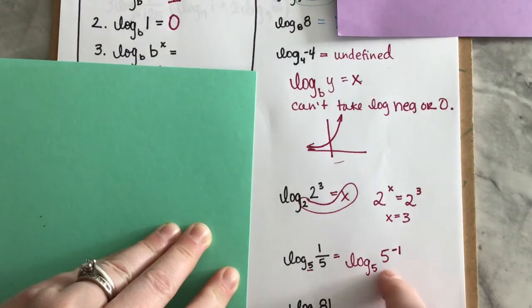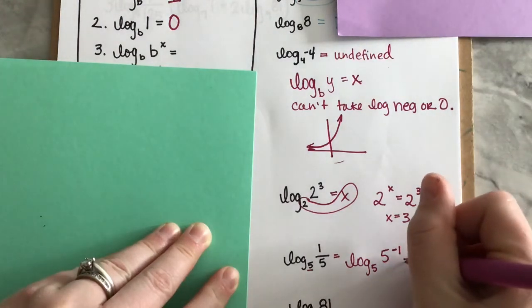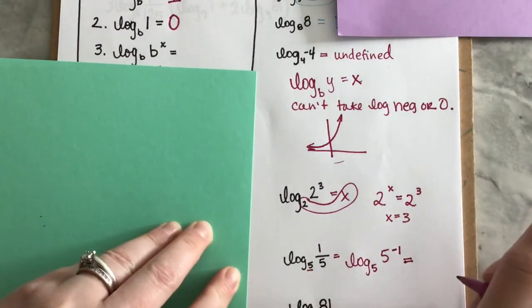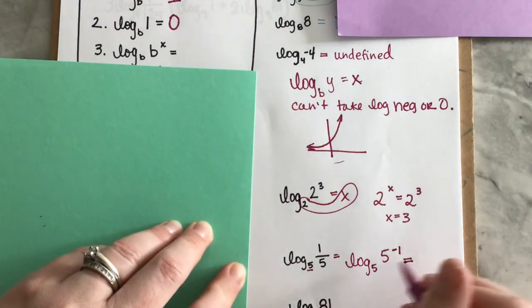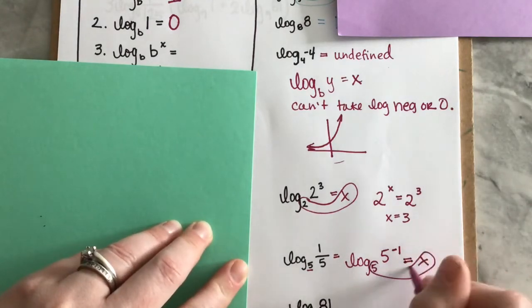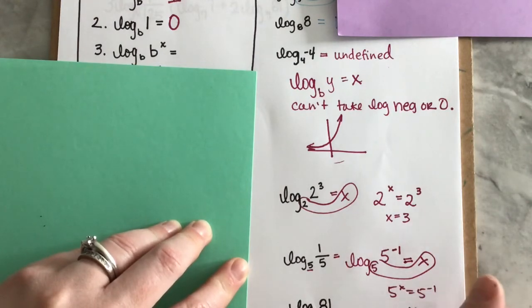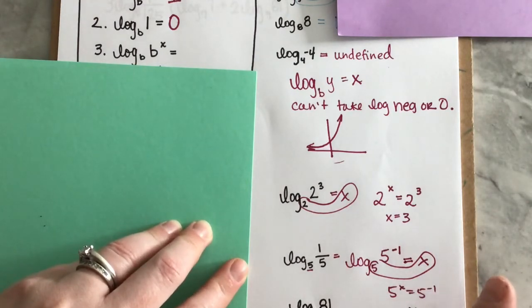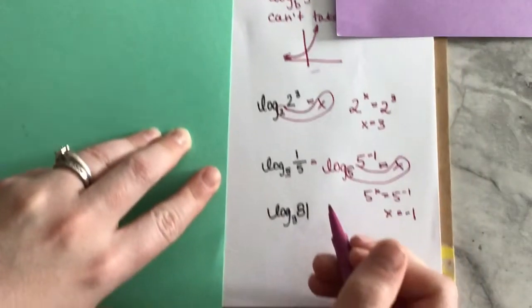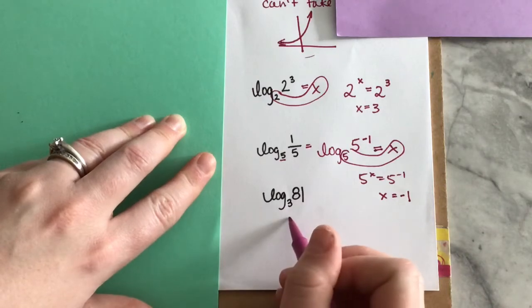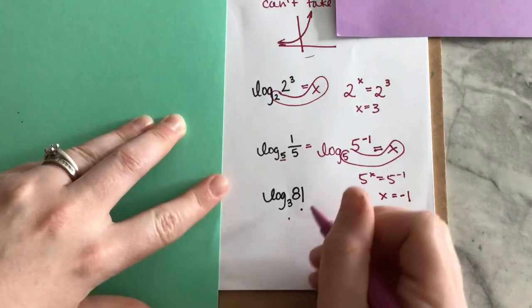Log base 5 of 5 to the negative 1 equals, well, now I can set it equal to x, and you guys will see 5 to the x equals 5 to the negative 1, so x equals negative 1. And last but not least, this last one I can write log base 3 of 81.